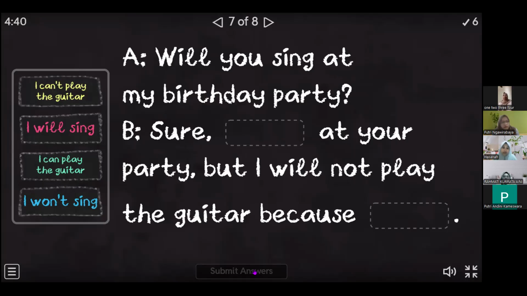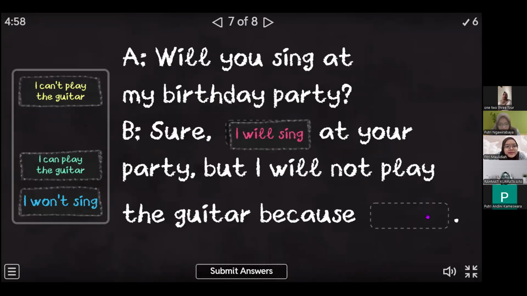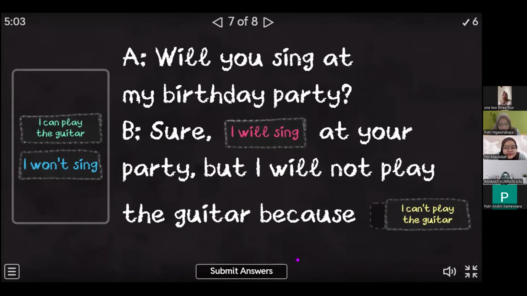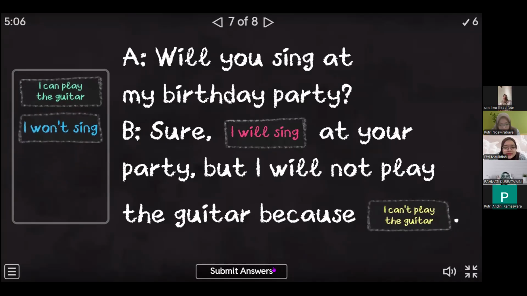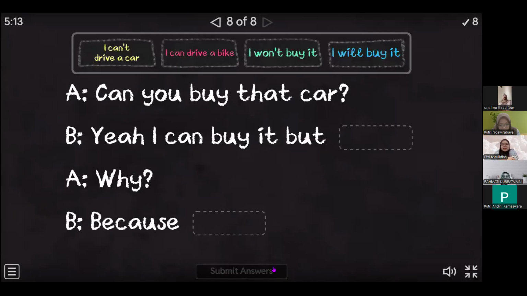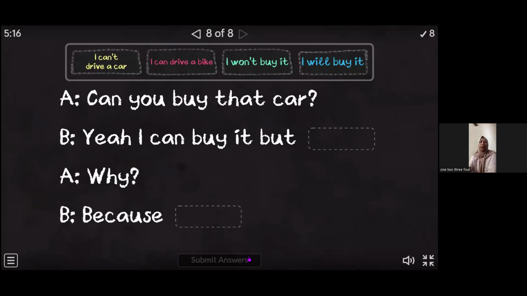Okay, number 7. Who is willing to try to answer, Miss? Okay, please, Miss Fitri, what is your answer? Sure, I will sing at your party, but I will not play the guitar because I can't play the guitar. I will sing and I can't play the guitar, right? Yes. Okay, let's check. Yes, all right. Good job, Miss Fitri. Okay, number 8.